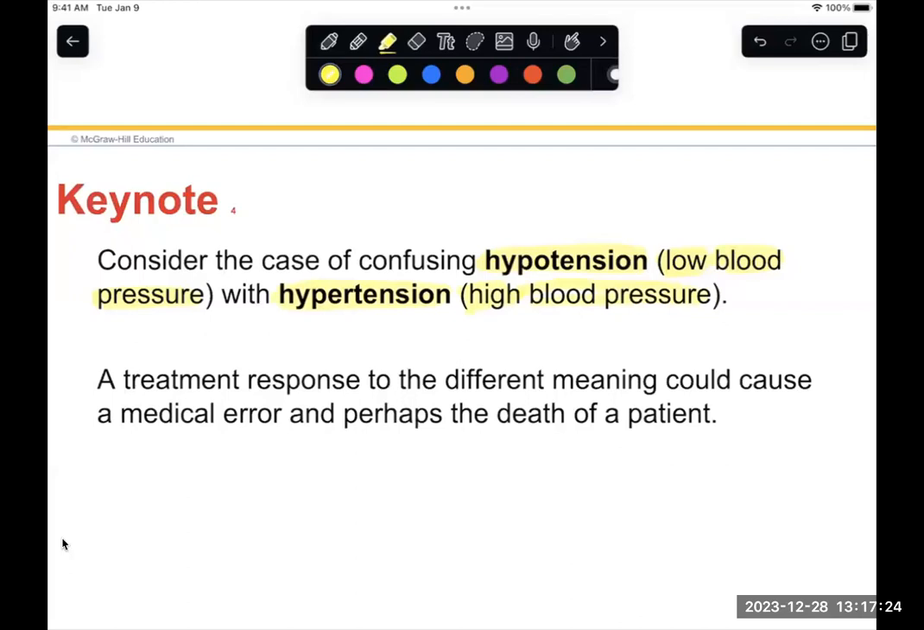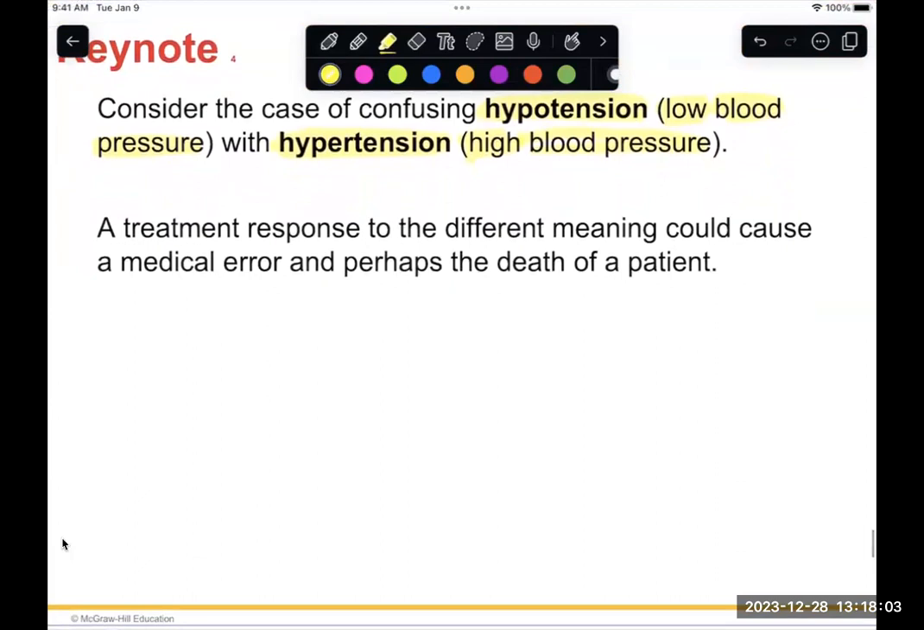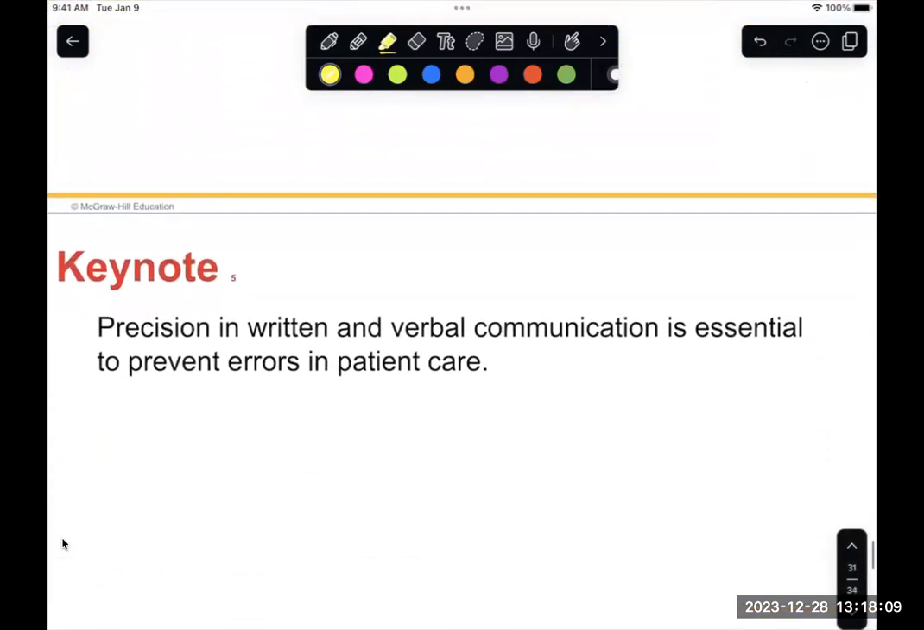Giving somebody who has hypotension medication for high blood pressure, because you mixed up the terms, could kill them. Any patient that gets high blood pressure medicine, their blood pressure has to be checked before you give that medication, because if their blood pressure is too low and you give them that high blood pressure medicine, you're going to kill them. So there's always safety checks, which are nice to help with this, but at the same time, making sure you keep your words correct is going to be very helpful.